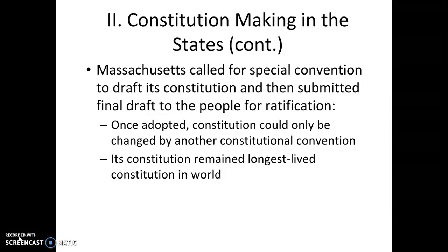Now, Massachusetts calls for a special convention, submits their final draft to every citizen that is of voting age and requirement, of course. And once the Constitution is adopted, the only way that you can change it is to have another constitutional convention. And it remains one of the longest living constitutions in the world. It's still the Constitution that Massachusetts lives under. It's their state constitution, and that's sort of a model that we're going to look at moving forward in terms of being able to make changes to it and reasons that is such a long-standing constitution.